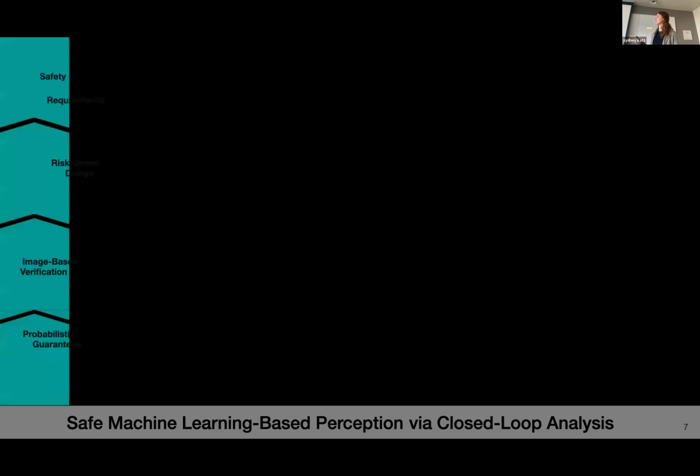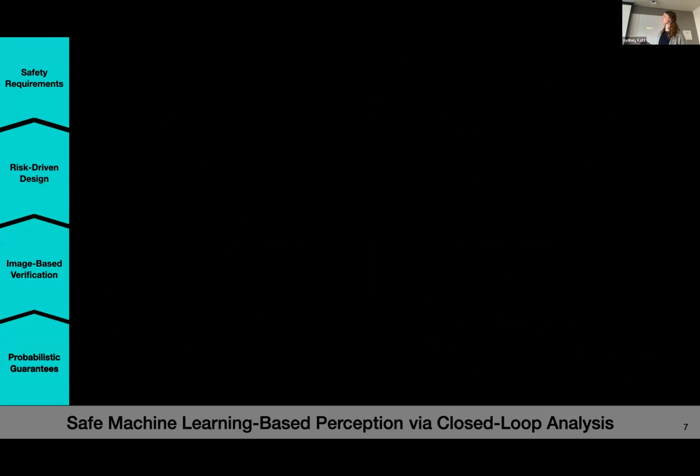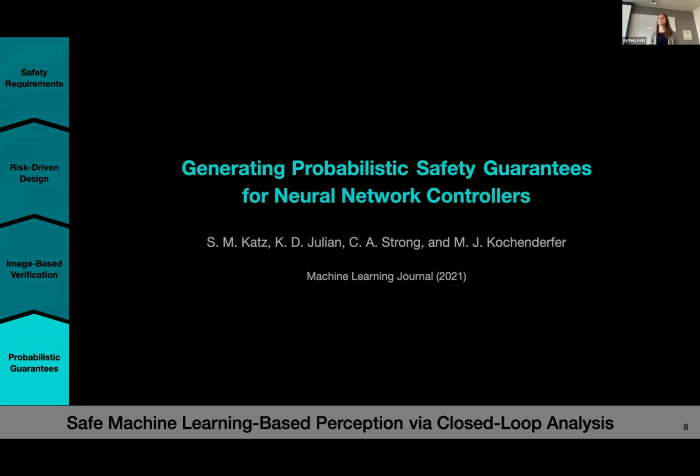So I'll spend the rest of this talk discussing each of these contributions. I'll spend most of my time on the first 3 contributions, and then I'll briefly dive into the last one. So starting with the first contribution on generating probabilistic safety guarantees. I'll mention before I dive in here that this contribution does not actually directly relate to verifying perception systems. However, it does lay the foundation for the next contribution I'll talk about on verifying image-based neural networks.